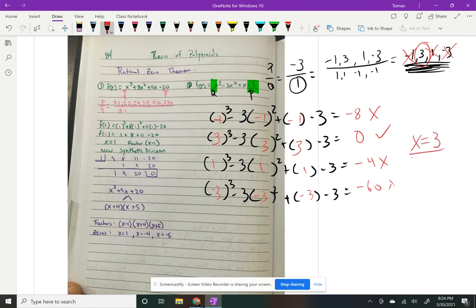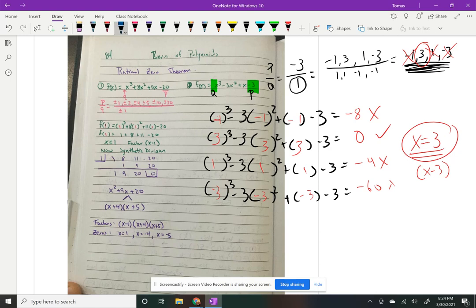So we know one factor. We could convert this into factor form by just kind of switching it. So if it's x equals 3, it becomes x minus 3. So that's one of our factors. Well, we're going to use this number to do some synthetic division.